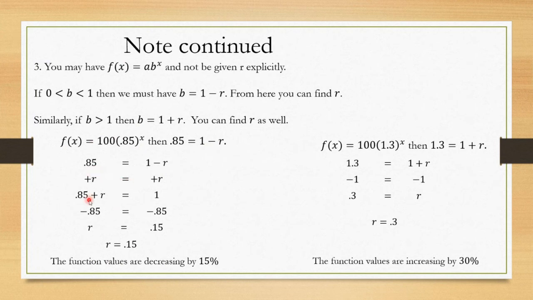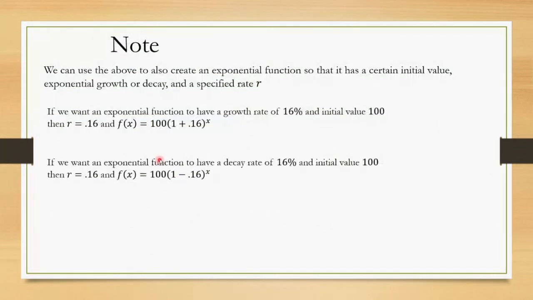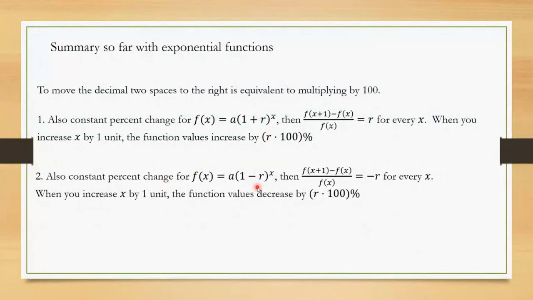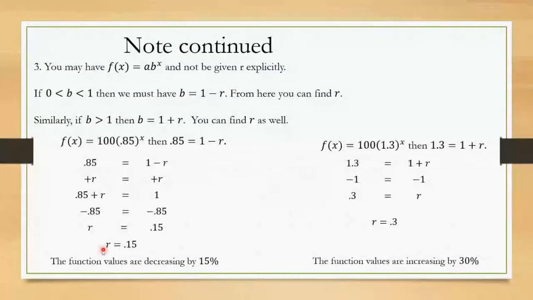So here we have 0.85 is 1 minus r. We add r to both sides, and then subtract 0.85 from each side, and we get r is 0.15. So really what this function is, is 100 times 1 minus 0.15 to the x. So r in this case would be 0.15, and that would tell us the function values are decreasing by 15%.